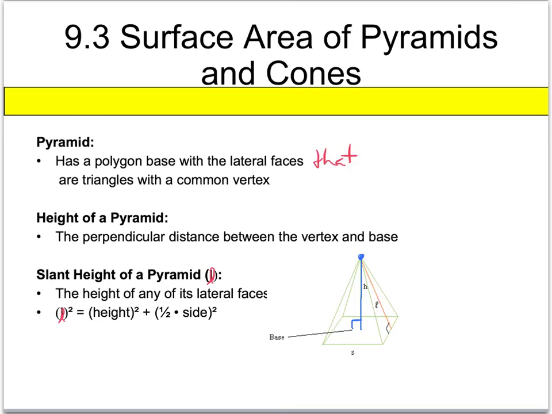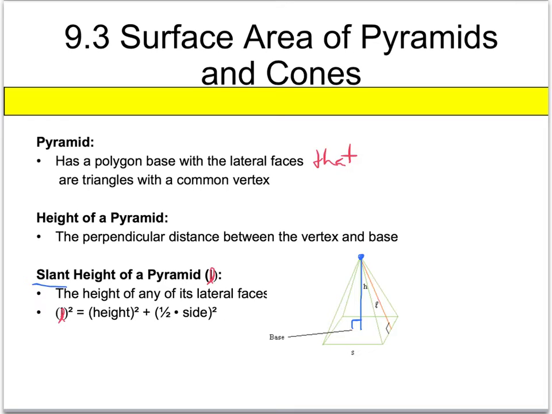The slant height of a pyramid is slightly different, but kind of has that same idea. Okay, it's going to be the height of any of its lateral faces. So if you look at a slant height, one thing I want you to know, it says slant. A slant height is going to be the vertical height of a lateral face, one of those triangles.